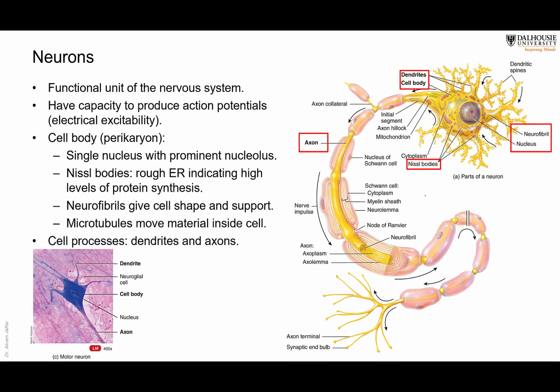Now let's deal with the neurons. The neuron is the functional unit, as we mentioned, of the nervous system. They are excitable. Okay, in physiological terms, they produce action potentials, and they have a cell body.